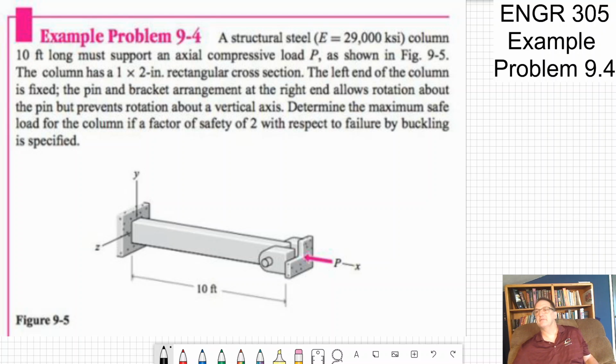Engineering 305, this is example problem 9.4. It depends on whether you're looking at my little label or the problem label. What we have is a structural steel. Young's modulus is 29,000, 30,000, 29, fine, 29. Wouldn't want to be off by 3%.